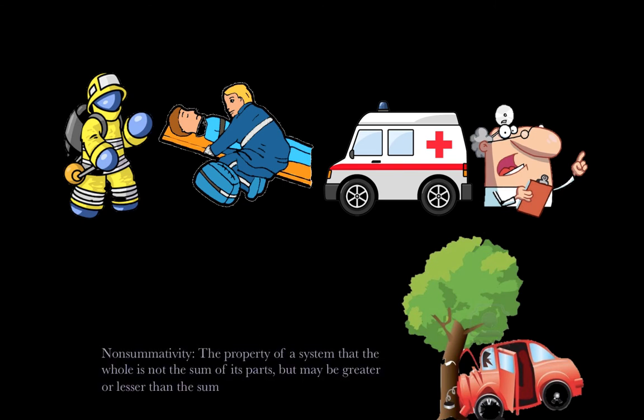This is a really key element. Make sure you get this. And the idea is this. It's the property of a system that the whole is not the sum of its parts, but may be greater or less than the sum. So it's not 1 plus 1 plus 1 plus 1 equals 4. Really, the sum of these parts is much greater because they're able to do great things based on their interdependent relationship with each other.